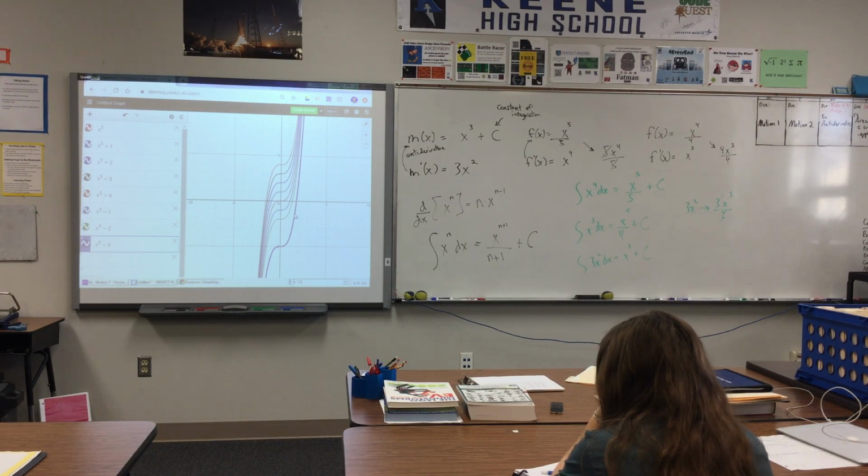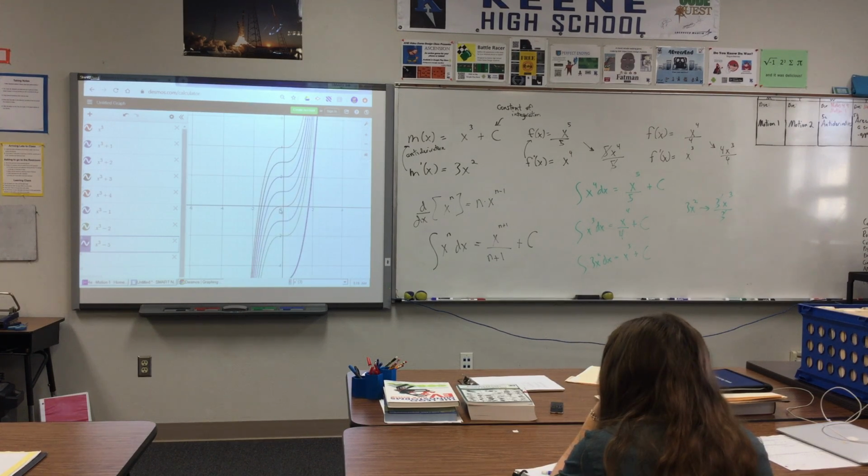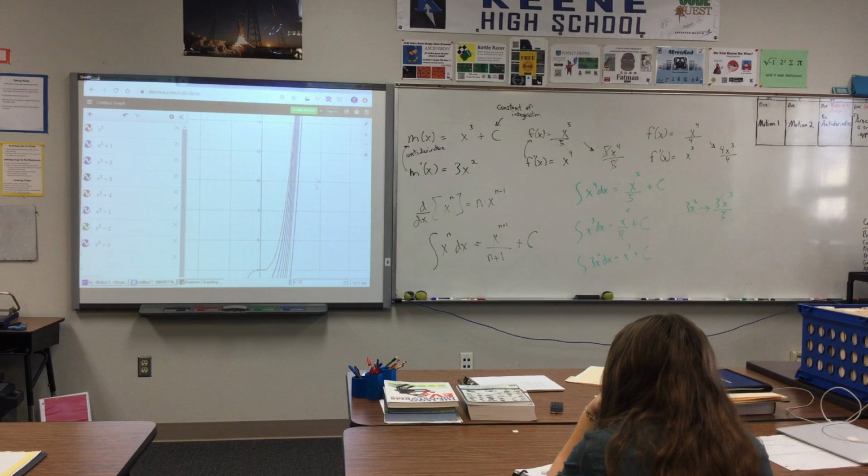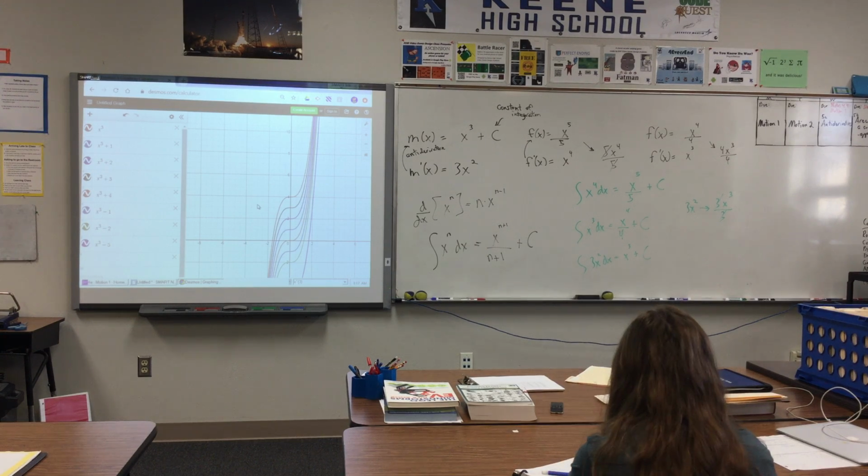Alright, so you get the idea, right? You know what's really interesting about these? They never intersect. I mean, it looks like up here they probably do, but they don't actually. They don't intersect, not even at infinity. So this is the family of curves upon which you get the answer there.